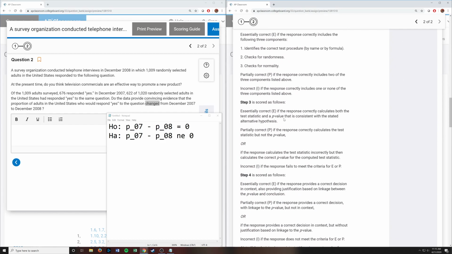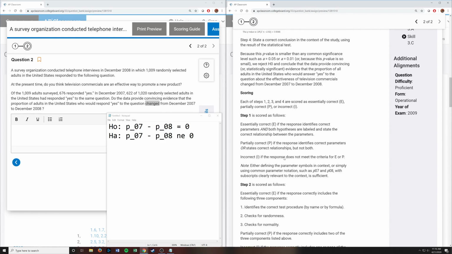Essentially correct if you do that correctly. Partially correct if you calculate the test statistic but not the p-value. I think, like, if you got the right z-score but then didn't multiply the probability by 2 or something like that. Or if you calculate the test statistic incorrectly, you make a mistake with the formula or something, but then you calculate the p-value correctly. Okay, so you can screw up from the z-score to the p-value, or you can screw up with the z-score but get the correct p-value for that z-score, still get a P.